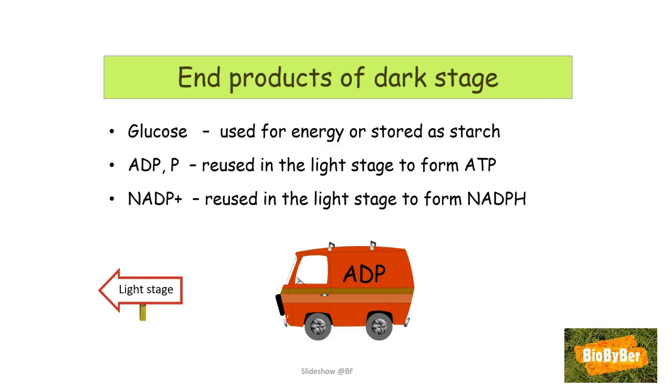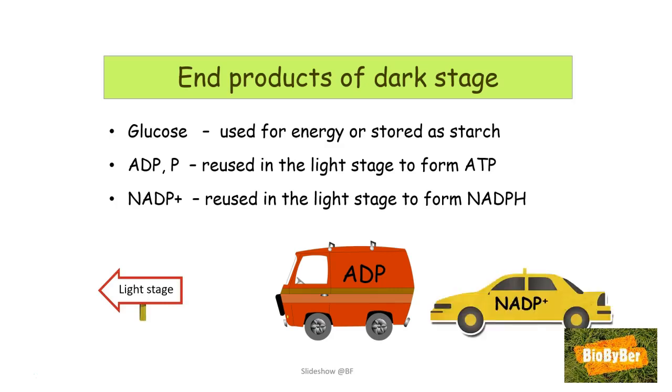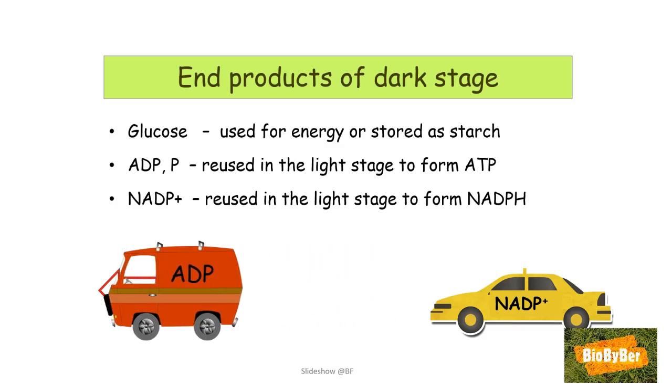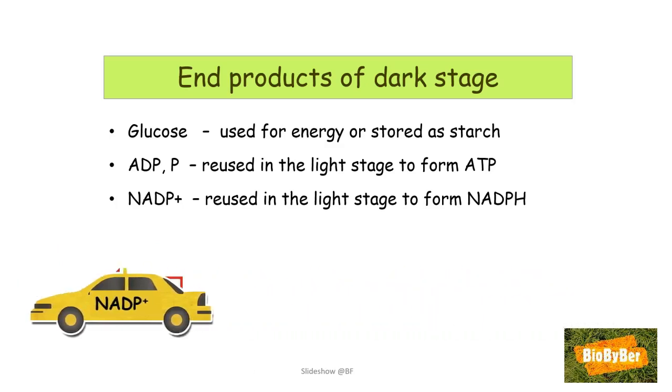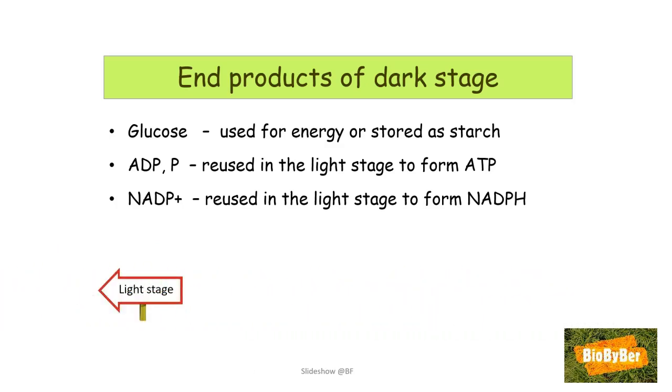NADP plus is reused in the light stage to form NADPH. Don't forget, NADP plus, the empty taxi looking for passengers. So these molecules leave the stroma and return to the granum to pick up more energy and to pick up more electrons and more protons for the dark stage.